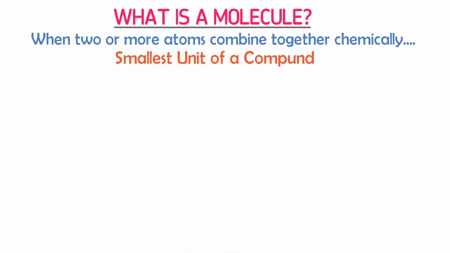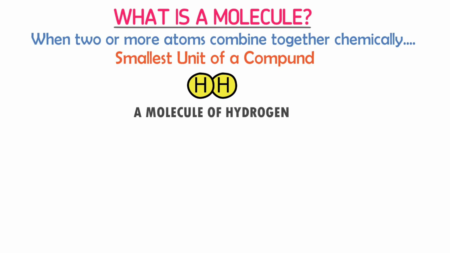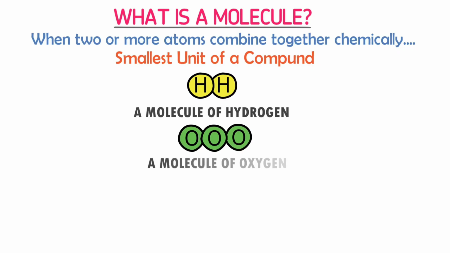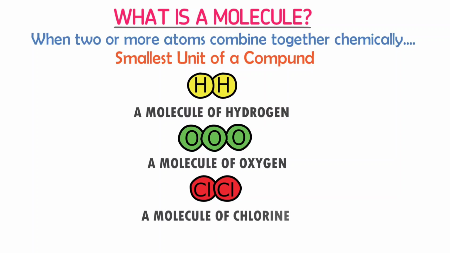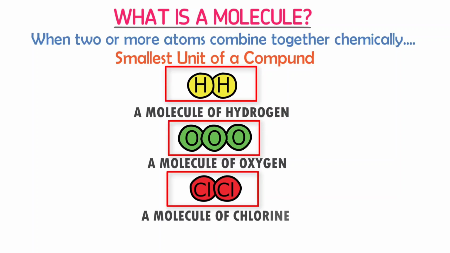For example, consider two atoms of hydrogen. When they come together and join chemically, we call this a molecule of hydrogen. Secondly, consider three oxygen atoms. When all these three atoms combine together and join chemically, we call this a molecule of ozone. Thirdly, consider chlorine atoms. When these two chlorine atoms are combined together and join chemically, we call this a molecule of chlorine. So, we learned from these examples that when two or more atoms combine together chemically, we get a molecule.